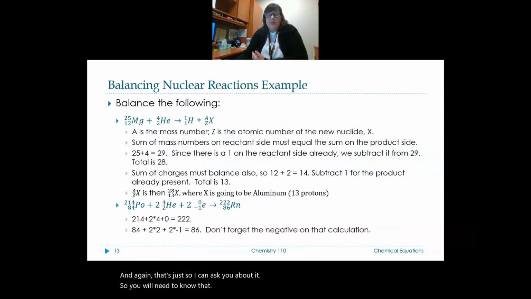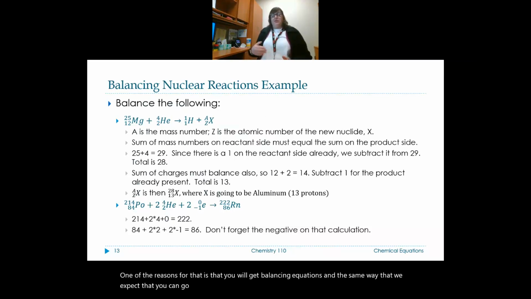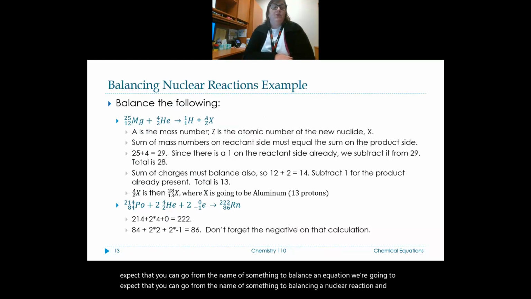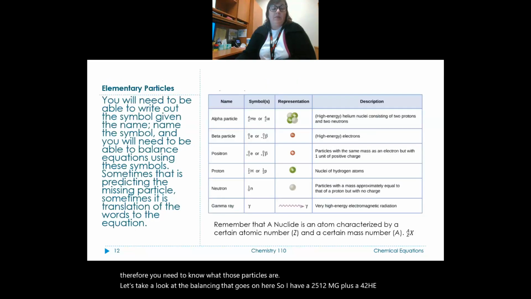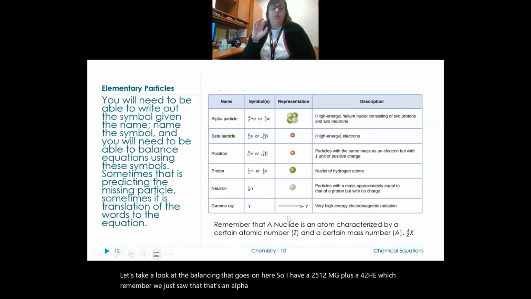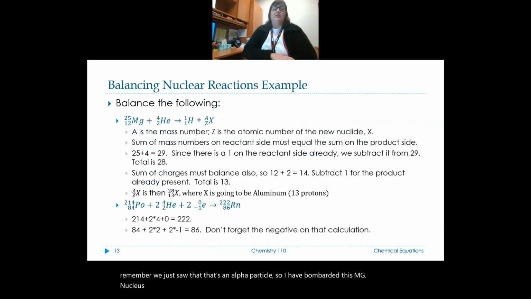One of the reasons for that is that you will get balancing equations. The same way that we expect that you can go from the name of something to balance an equation, we're going to expect that you can go from the name of something to balancing a nuclear reaction, and therefore you need to know what those particles are. Now let's take a look at the balancing that goes on here. So I have a 25 12 Mg plus a 4 2 He, which, remember, is an alpha particle. So I have bombarded this Mg nucleus with an alpha particle. I then get a proton out of it and something else.